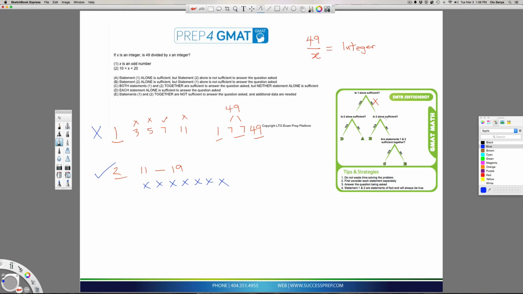So really in statement 2, is statement 2 alone sufficient? Yes, it is, because it's a consistent no, because none of these numbers 11 through 19 will ever give me an integer when divided into 49. So as a result, using my map here, is statement 1 sufficient? No. Is statement 2 sufficient? Yes. So the answer is actually B. And B is the answer to this question.